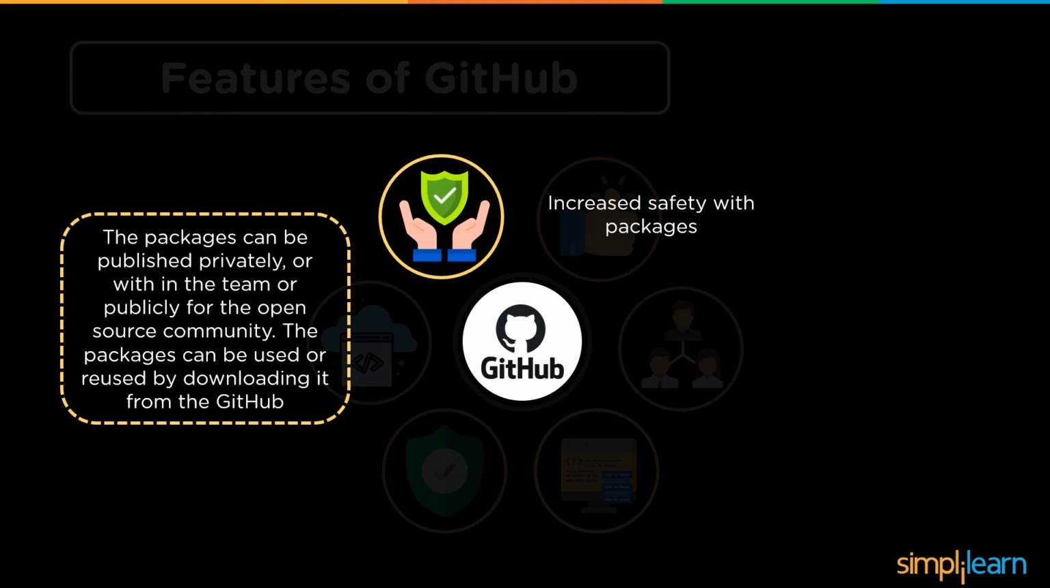And then there is increased safety with packages. Those packages can be published privately. You can have both public and private access. The packages can be used or reused by downloading them from GitHub, and a variety of other applications is there. So if you're working on open source, in that situation it will be publicly available. If you're working privately for a secure organization, in that case it will be available privately there, right?